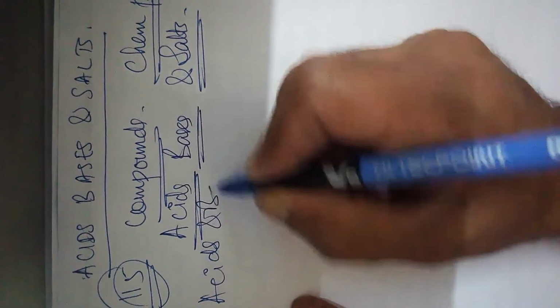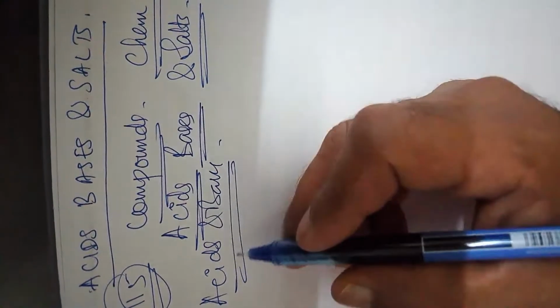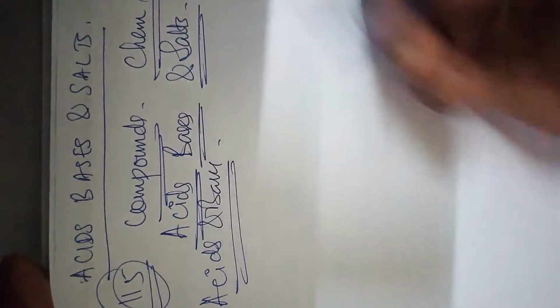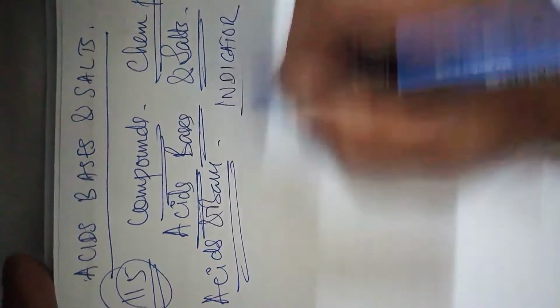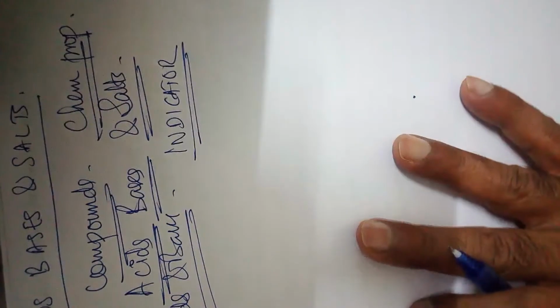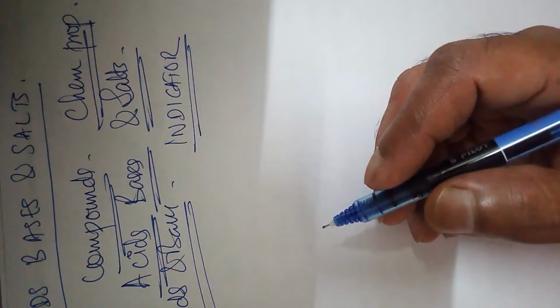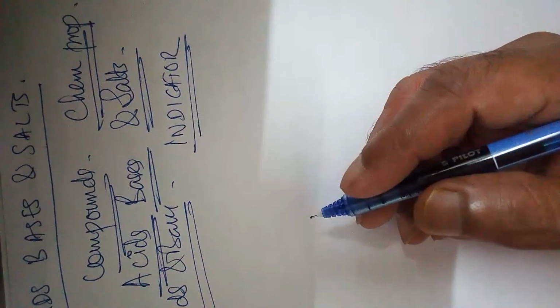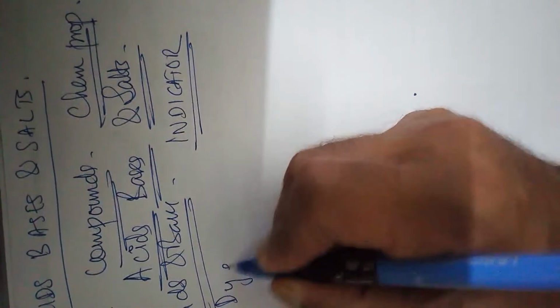Let us start with acids and bases. First of all, we have to know how we know which one is an acid or a base. For that purpose, an indicator is required. In earlier classes, you came across this topic, litmus in the 9th class also. An indicator is a dye that changes color.